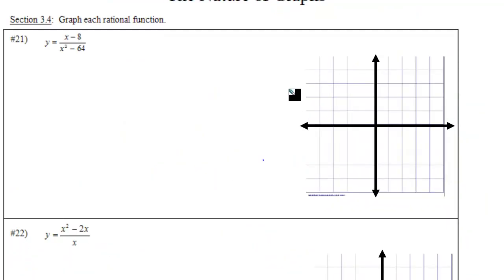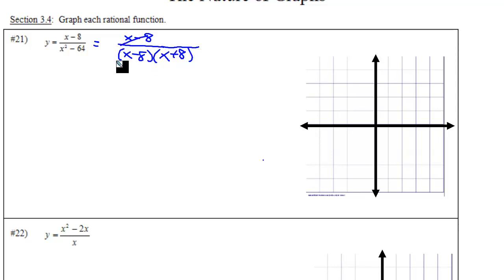All right, number 21. We should always factor before we do anything else. If I factor my denominator, this is a difference of two squares, which factors into an x minus 8 and an x plus 8.